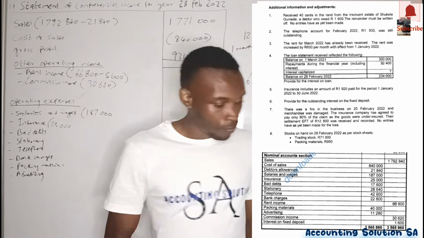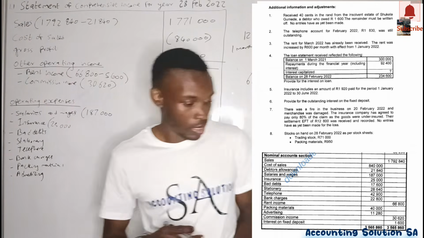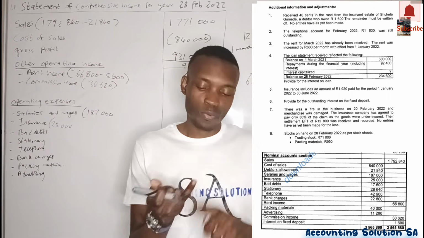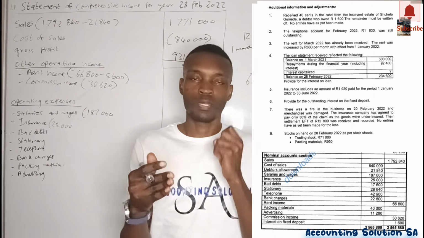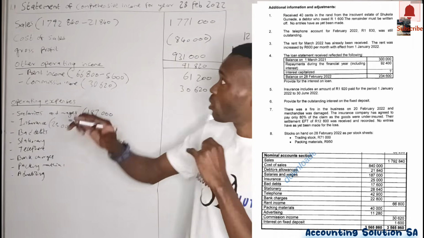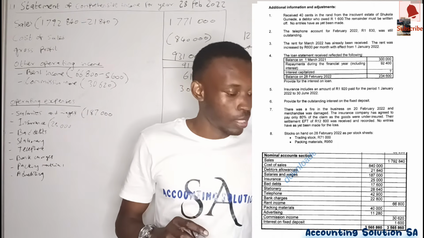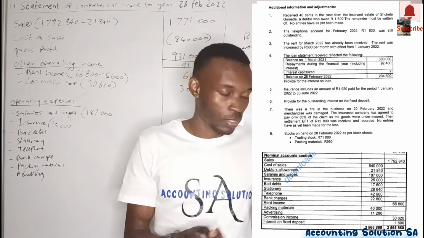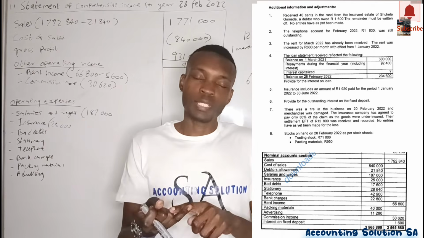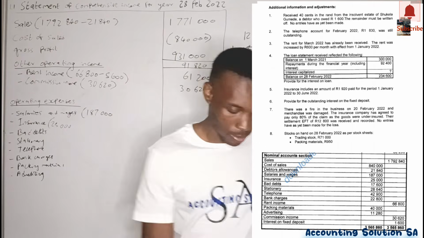Now they said 1,920 was paid for January to June. Okay, which means that is for January, February, March, April, May, June. That amount is for 6 months. But out of that 6 months, we have to make sure we record until February, which means that the amount that is applicable is only for January and February. The one that we have to subtract is for March, April, May, and June. It's for 4 months.